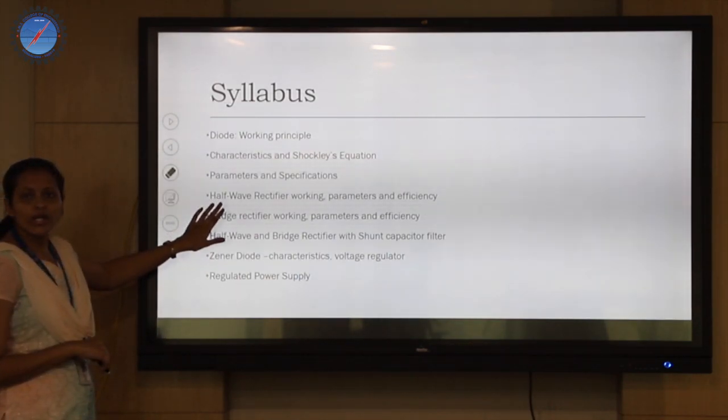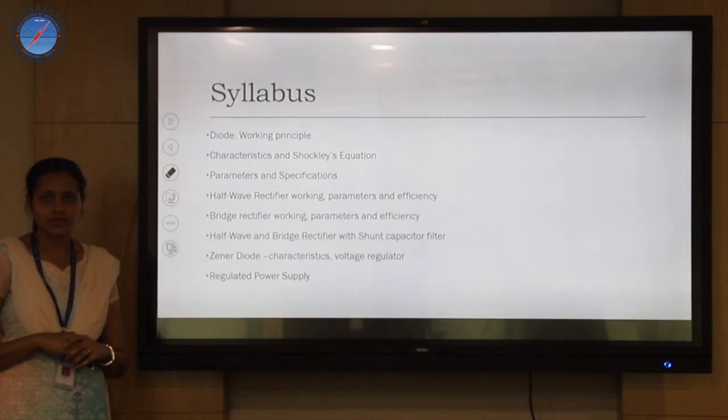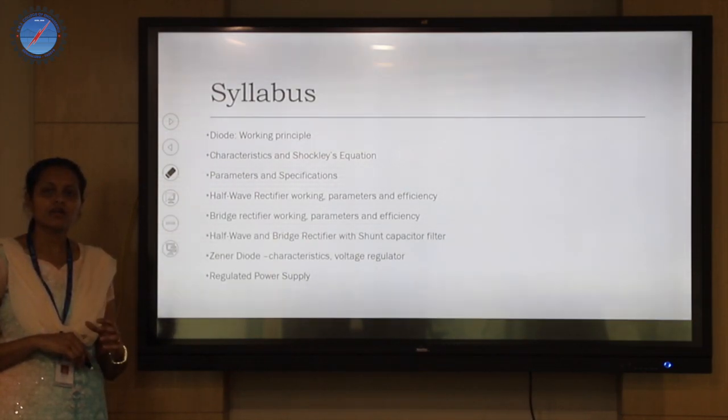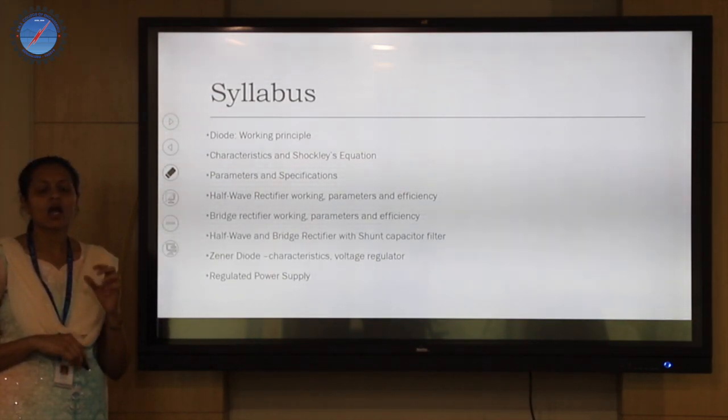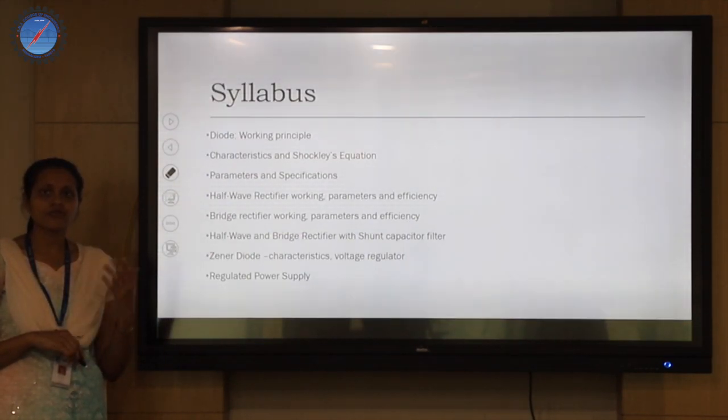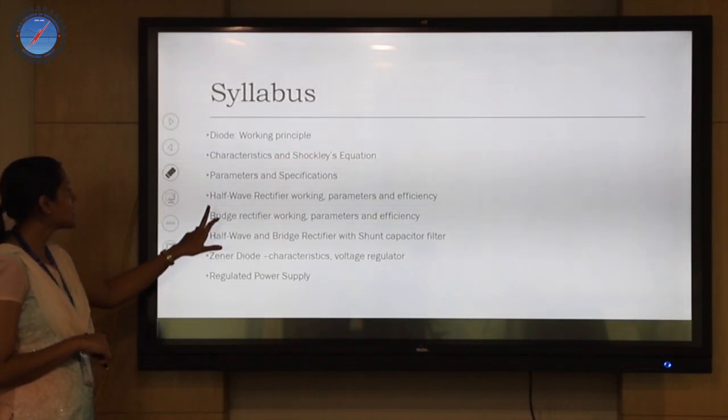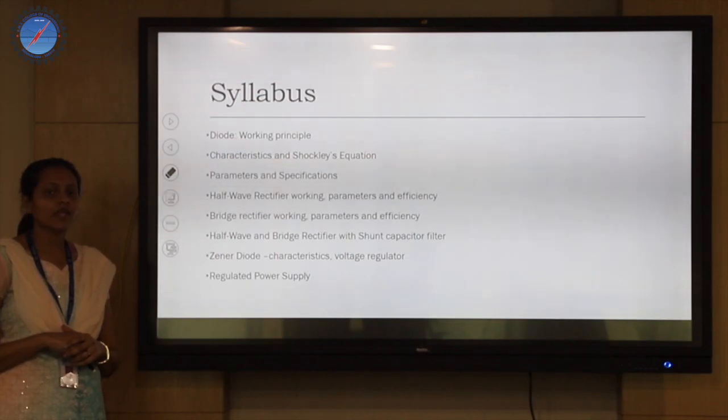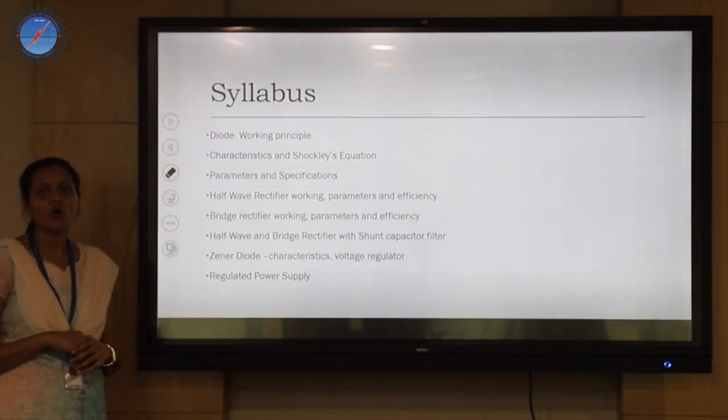Later, we'll look into two types of rectifiers. As I told, rectifier is a circuit which converts AC into DC. There are two kinds of rectifiers we are going to study in this unit. First one is half wave rectifier and the next one is bridge wave rectifier or bridge rectifier.